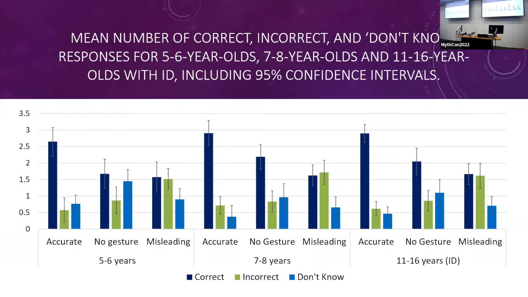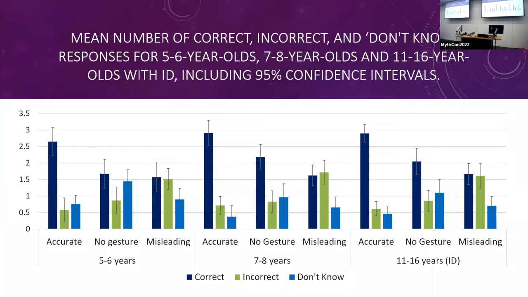Combining the data from studies 1 and 2 showed that the mean number of correct, incorrect, and don't know responses were comparable across groups, depending on which condition the question was asked in. This looks like quite a lot of information here, but the important thing to note is that when given an accurate gesture, all groups were more likely to give a correct response. Similarly, when no gesture was given, all groups were more likely to not be able to give an answer, compared to when a gesture was used, highlighting the use of gesture as a source of information.